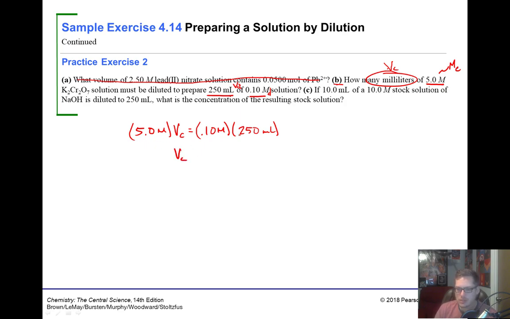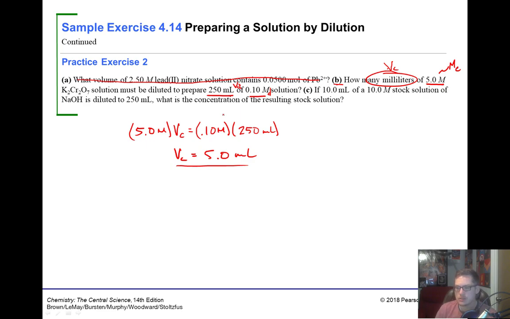So we just divide both sides by 5. We say 0.1 times 250 and divide by 5, and we get 5.0 milliliters. So in order to make this new solution, we would take 5 milliliters of our concentrated solution and then dilute it to 250.